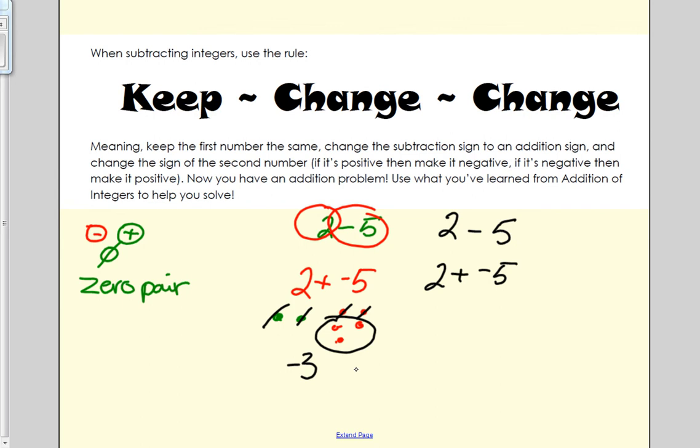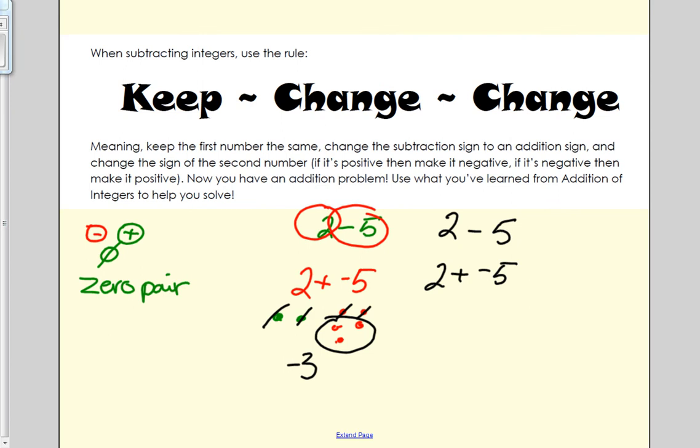You can think about it as money. I have $2, okay, and then someone borrows $5 from me. Well, now they owe me $3, okay, because I only had 2. You could also say, money-wise, you have $2 in the bank. You take $5 out. Now you owe the bank $3. You're in the hole, or in the red, they call it when you're talking about money. $3, so that's a negative 3.